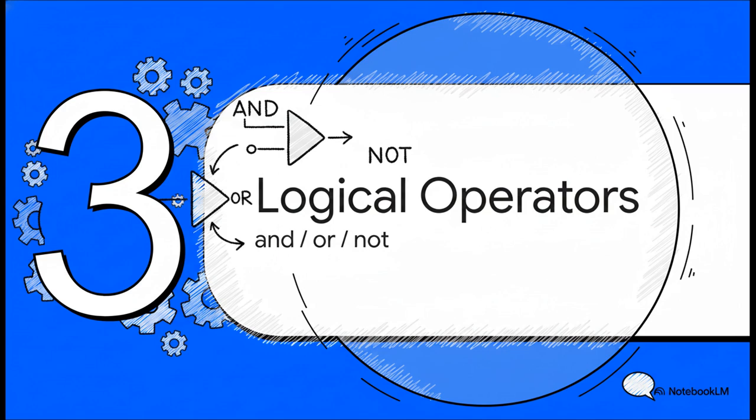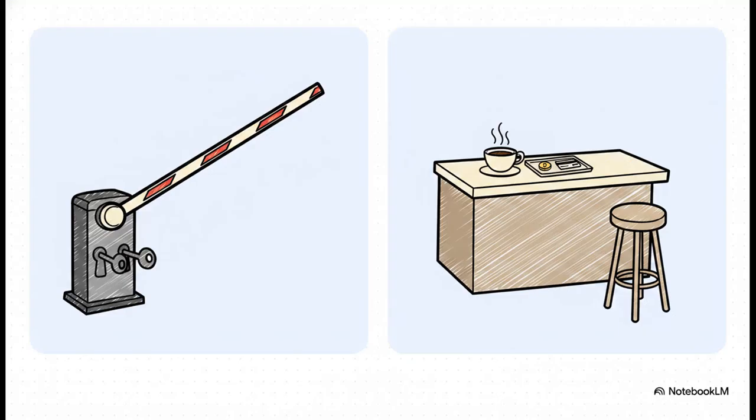Up next, Section 3, Real-World Logical Operators. Let's ground this logic with some everyday analogies. Think of the AND operator as a strict security checkpoint. To get through, you absolutely need both a valid ticket and an ID. If your ticket is fake, meaning that first condition is False, the security guard doesn't even bother checking your ID.